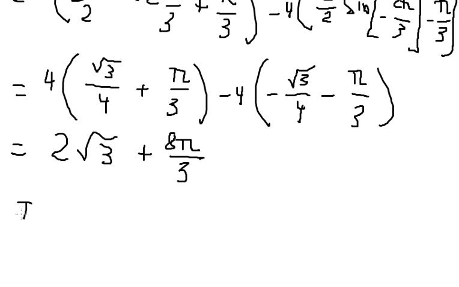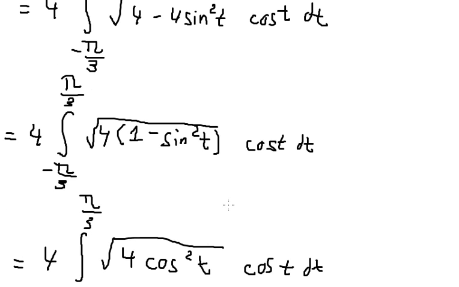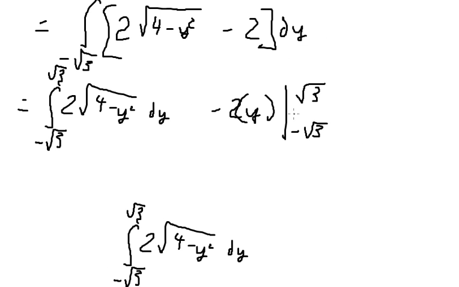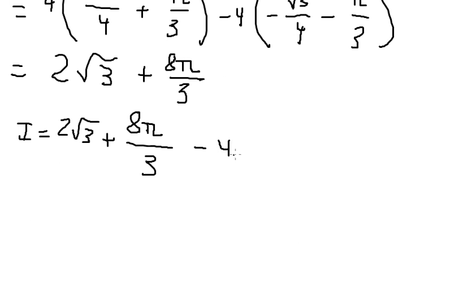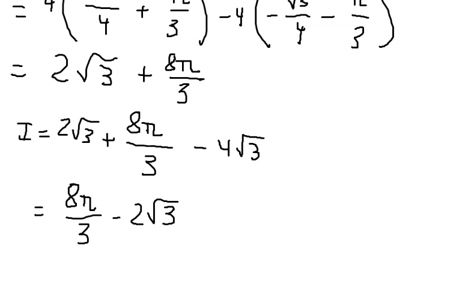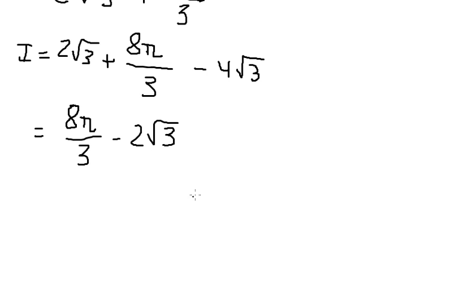Now we combine the answer in here. The value of this one we calculate, we have negative 4 square root of 3. So we simplify and we got like this. And this is the final answer.